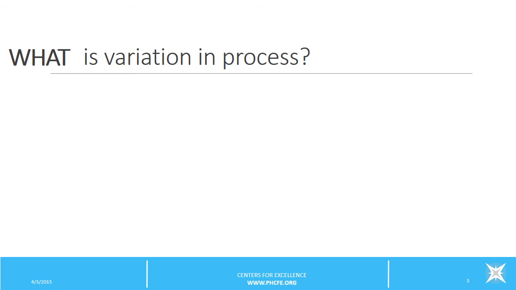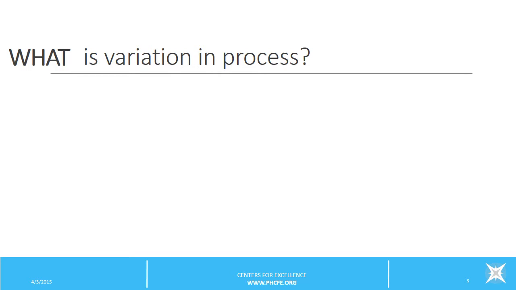So what is variation and process? Simply, variation is the difference between two or more similar things. Now we know that all of our work processes are made up of a series of steps that we take to deliver our services and products to our customers. All of our processes have some degree of variation built into them, either intentionally or accidentally through inattention.